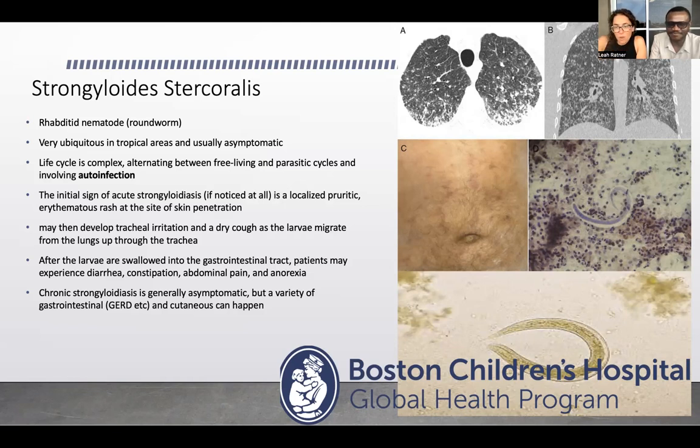Then you swallow it as you're aspirating, and it goes into the GI tract. And this is a very common presentation of dyspepsia or reflux, some maybe anorexia. And then it turns into a chronic infection, can still be asymptomatic or sort of GERD or this chronic sort of cutaneous larva migrans. So here's some pictures of the rash. This is the worm under the microscope. And then here are some pictures of the pulmonary infiltrations. Anything else to add with that? No.